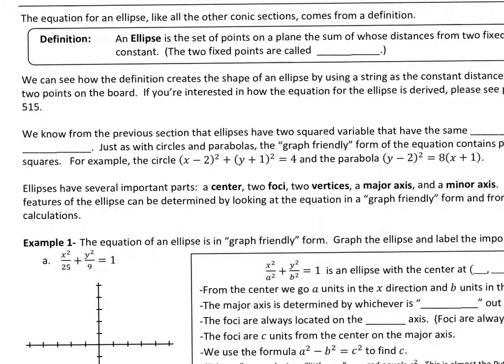All right, so now the equation for an ellipse, okay, like all the other conic sections, comes from a definition. All right, so an ellipse is a set of points on a plane, the sum of whose distance from two fixed points is constant. And the two fixed points are called, anybody know? It's the plural for focus. Which you would say foci.